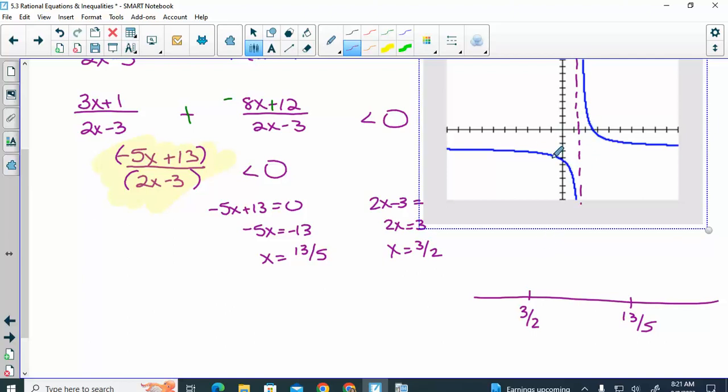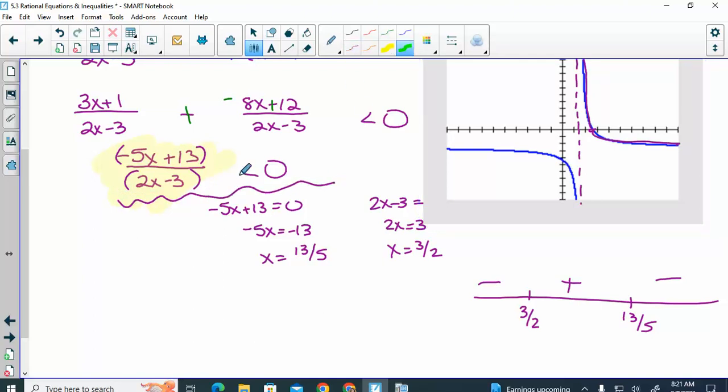This is my asymptote. Before the asymptote, before the 3 halves, my graph was negative. Immediately after, our graph was positive. And then we hit our x-intercept, and after that it was negative. Looking back here, which ones did I want? Negatives. Less than 0 means negative. There's no brackets because there's no equal to. So my answer is negative infinity, 3 halves.